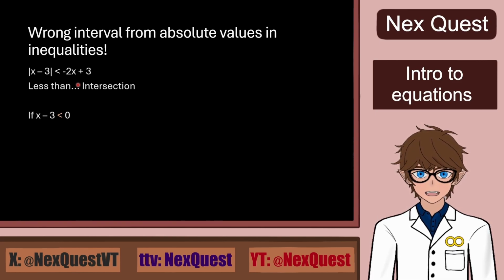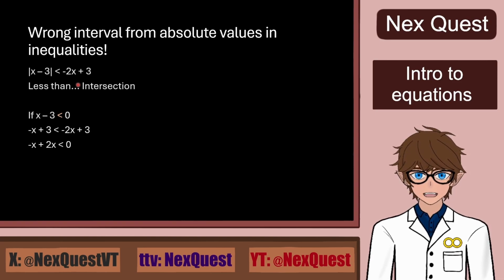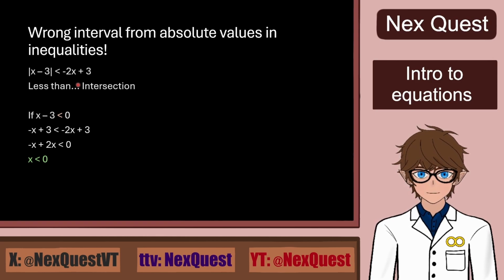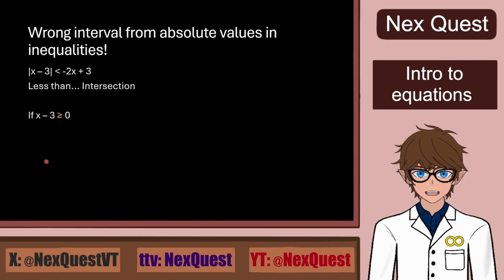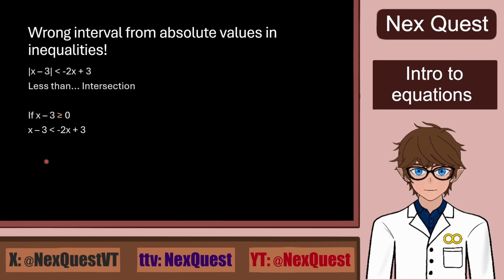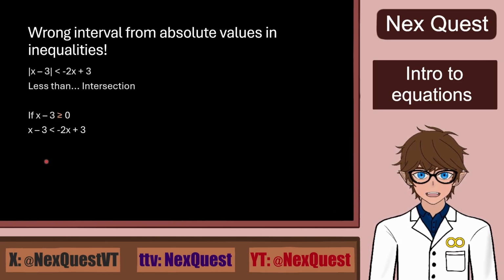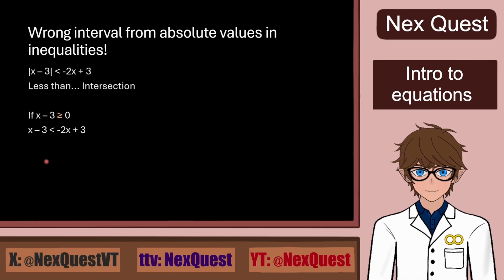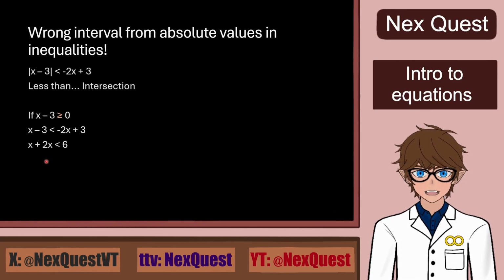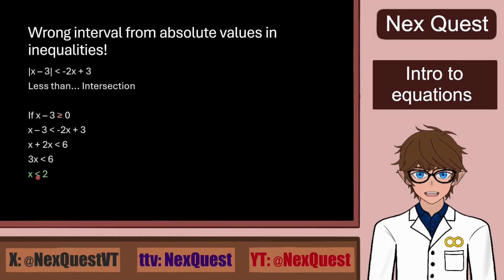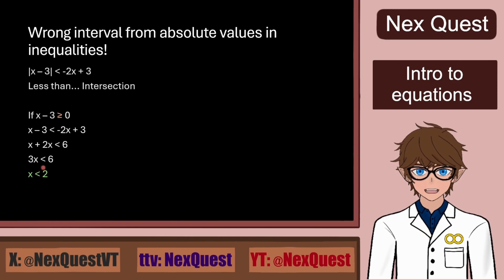So, first assumption for the absolute value, x minus 3 is less than 0. Minus x plus 3 is less than 2x plus 3. Minus x minus 2x is less than 0, so x is less than 0. Now for the second interval, we have to assume that x minus 3 is more than or equal to 0. So we just copied the inequality as it was, removing the absolute values. We get x minus 3 is less than -2x + 3. We moved all x's to one side, we moved all numbers to the right side, we add them together, we get 3x less than 6, which again, we have a less than symbol, which means that we take the intersection.